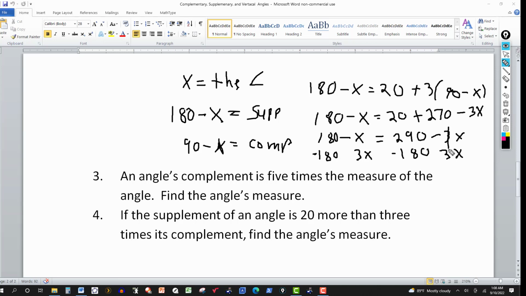So minus 3x and 3x cancel. 180 and minus 180 cancel. Here we have minus x and 3x, that's a 2x. Put it over here. And then 290 minus 180, that's 110. And divide both sides by 2. x is equal to 55. And this is degrees. So this is the angle.